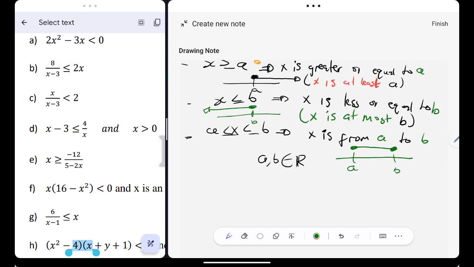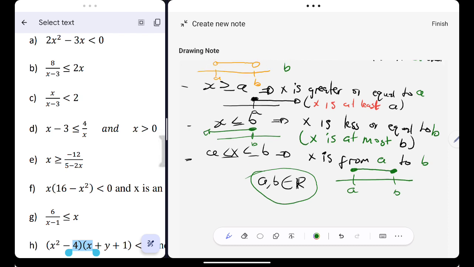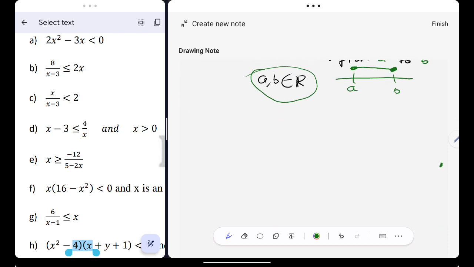Please remember that the values of A and B just represent numerical terms. Are you together? Okay, now we know how to write an answer of an inequality and represent it on a number line if you want to. Are you together?